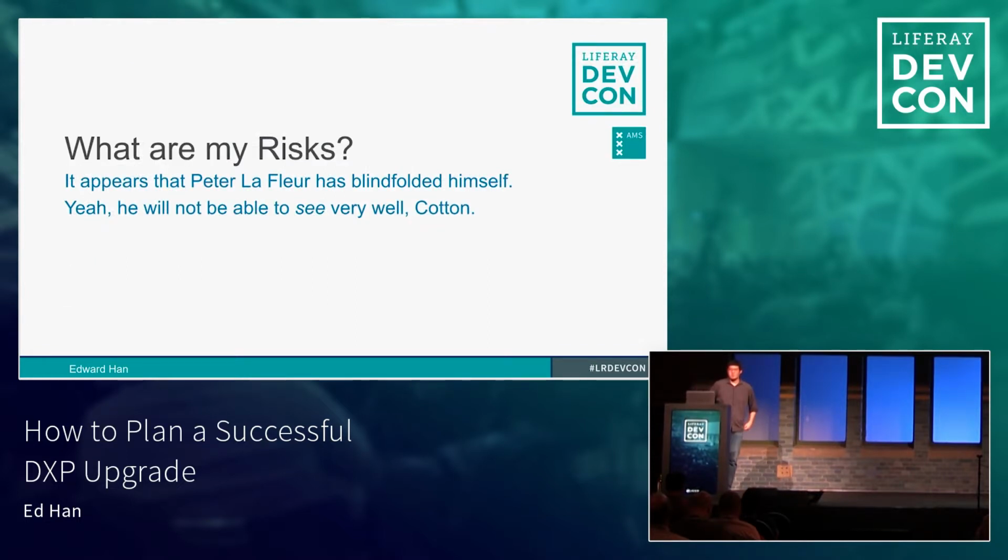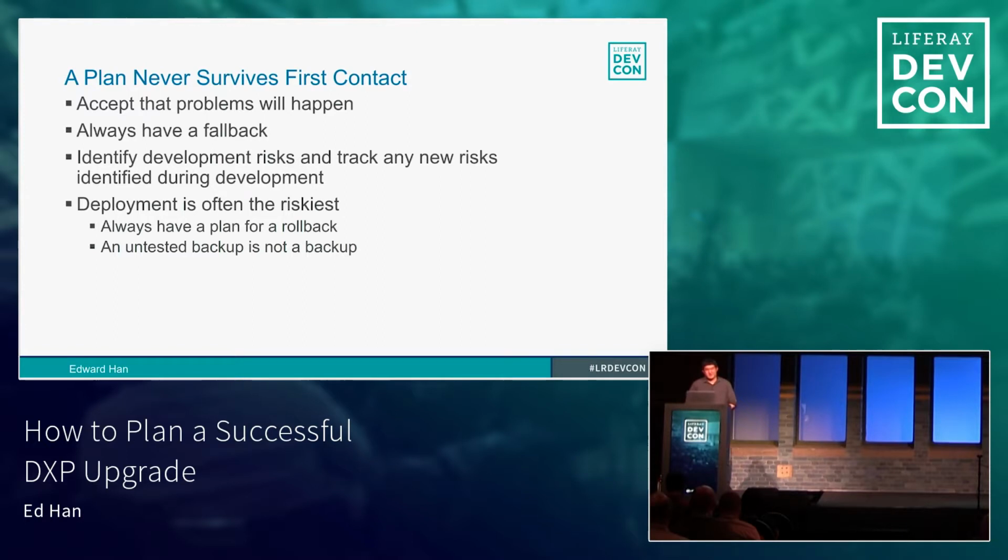So here's what most of you are probably more interested in, which is the risks. How do I answer the question of what are my risks and how do I mitigate those risks? The oft-said statement: a plan never survives first contact. No matter how much time you spend planning your upgrade, something is probably going to go wrong. That's why it's always important to have a fallback. You need to accept that a problem can and will happen, and you need to have an answer of what will I do if something happens.